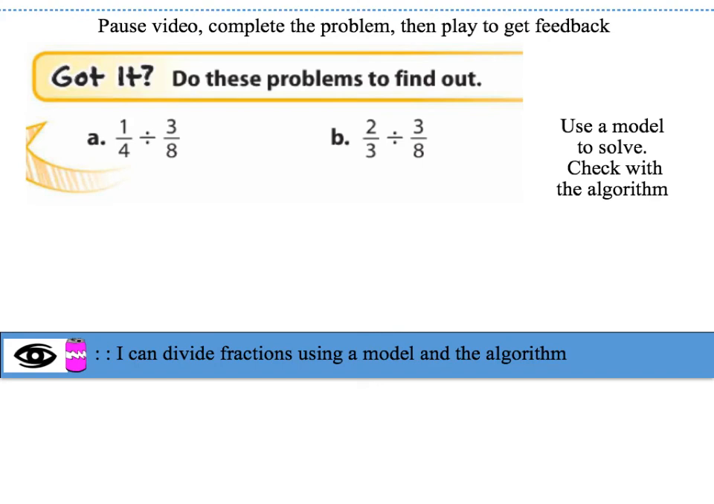Now that you had some time to work on these 2 problems, the answer for letter A, and you should be able to prove it with a model, is 2/3. The answer for letter B is either 16/9, or if you make that into a mixed number, 1 and 5/9. So if you didn't get any of these answers, bring some questions to class tomorrow and we can discuss it.